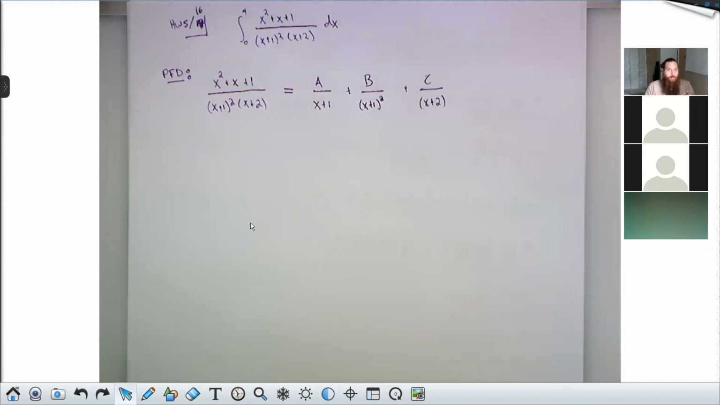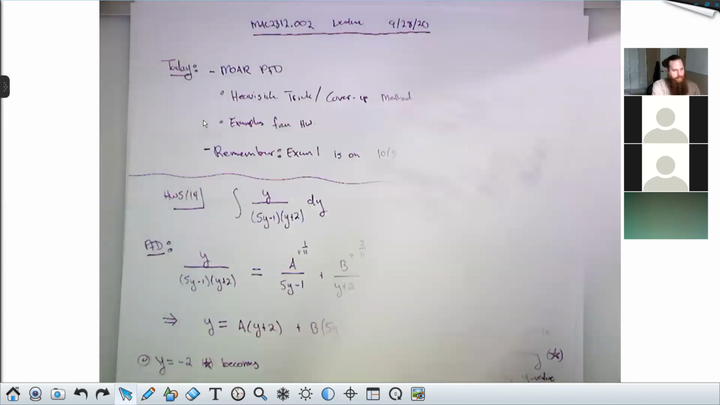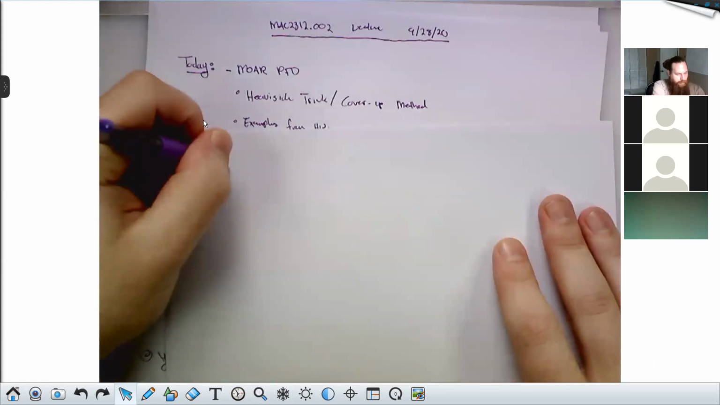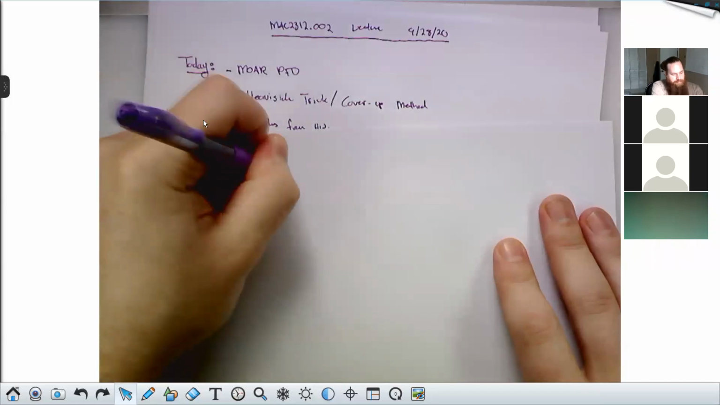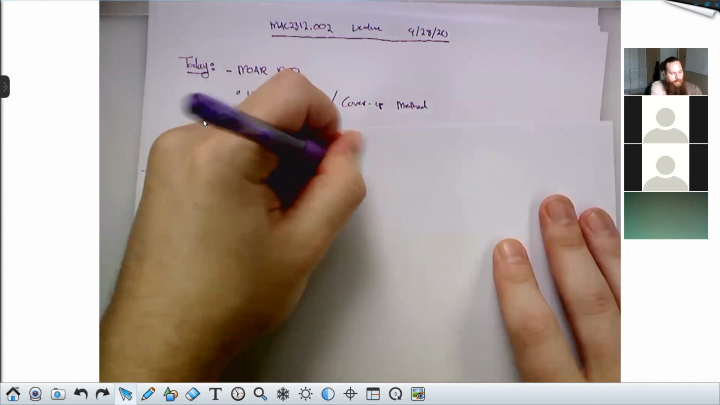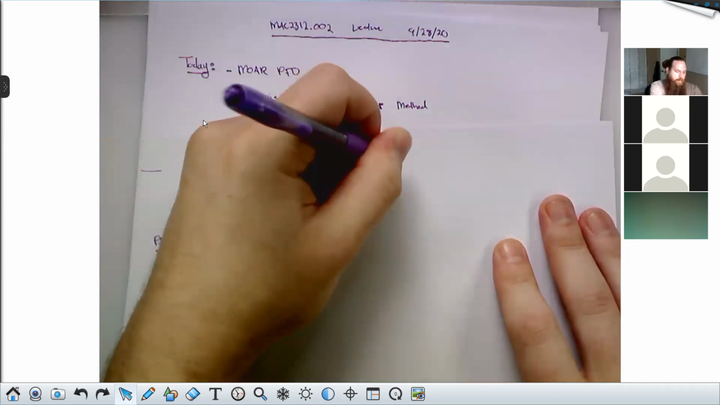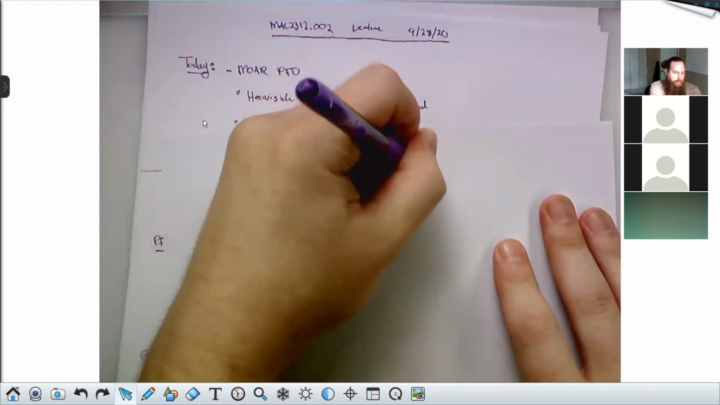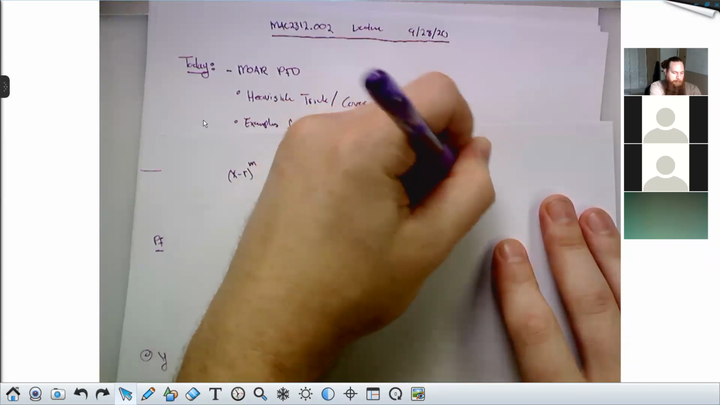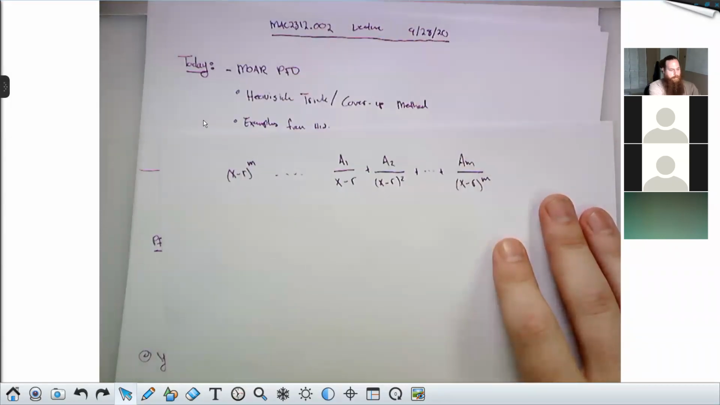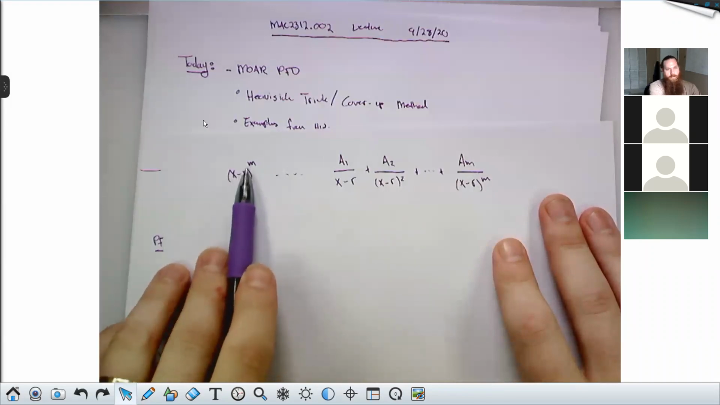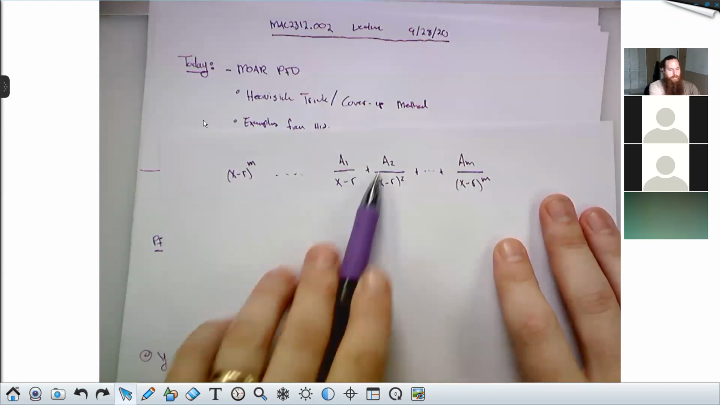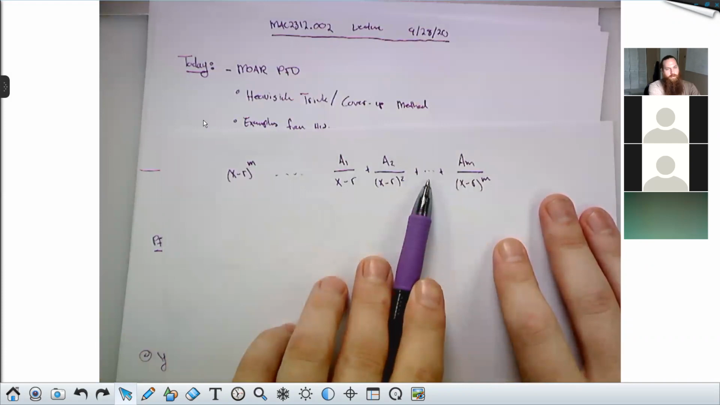Why is the x plus 1 squared underneath the b? So remember from your PFD Bible, if I have something like x minus r to the m, then that will contribute m terms, something like a1 over x minus r plus a2 over x minus r squared. We have to build all the way up to whatever the power is that we have downstairs. So if you have x minus 1 to the 3, you would have a over x minus 1 plus b over x minus 1 squared plus c over x minus 1 cubed.